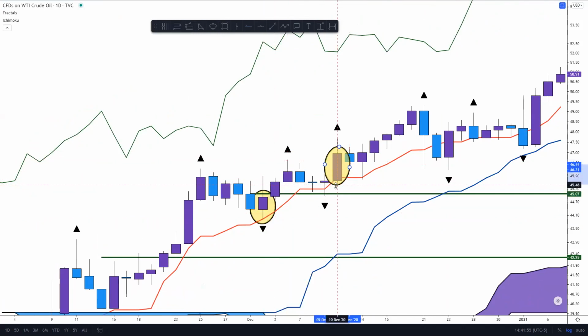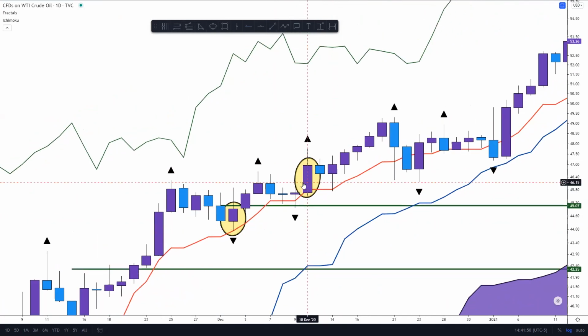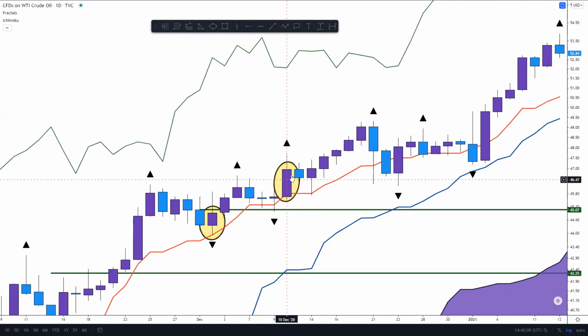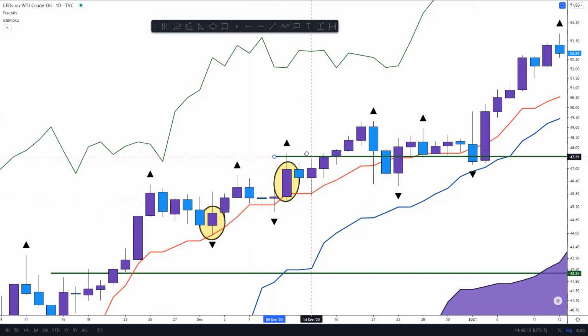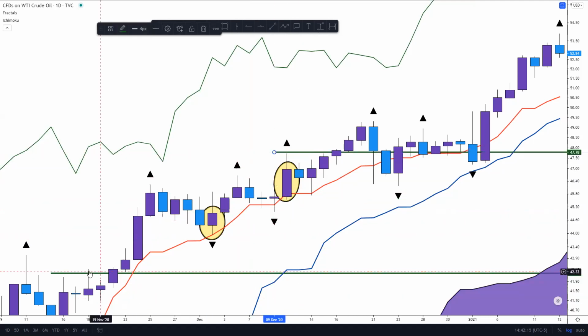Boom, right there. So what is this candle? Anybody want to answer? Looks like a bullish engulfing, if I'm right. Yeah, that's a bullish engulfing candle. So right there, put our entry right above the wick.